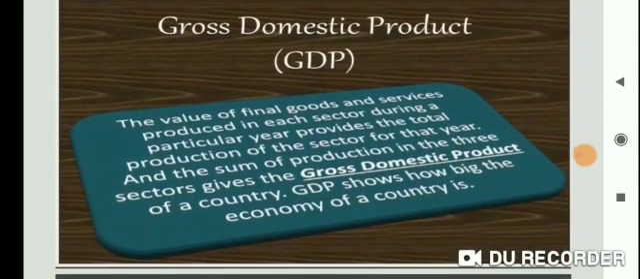Okay. Now see, I have already discussed this part, student, GDP. What is GDP? The value of final goods and services produced in each sector during a year provides the total production of the country for that year. And the sum of production in the three sectors gives the GDP of the country.